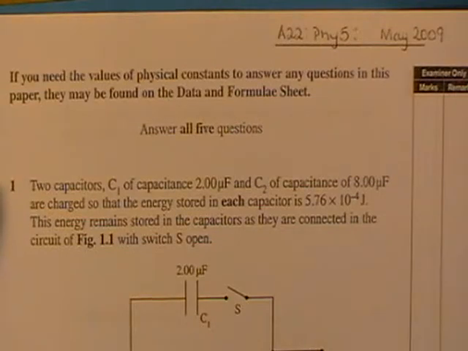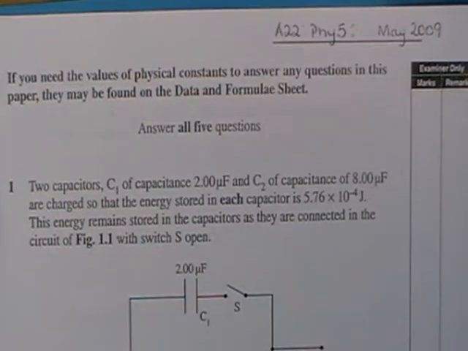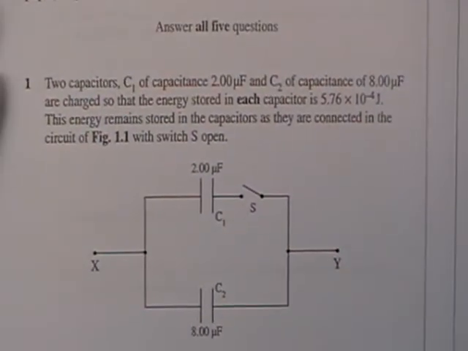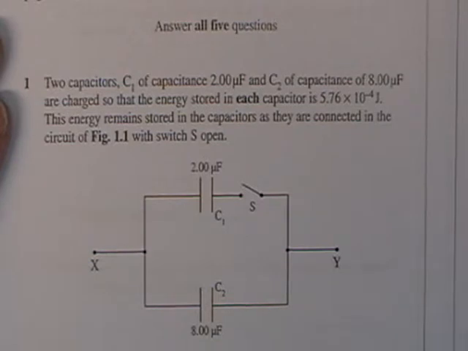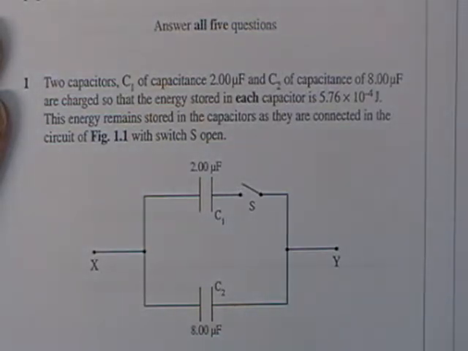This is the last question, and it's a question from May 2009, A2 physics 5. Question 1. Two capacitors, C1 of capacitance 2 microfarads and C2 of capacitance 8 microfarads, are charged so that the energy stored in each capacitor is 5.76 by 10 to the minus 4 joules. This energy remains stored in the capacitors as they are connected in the circuit of figure 1.1 with the switch S open. Calculate the potential difference across each of the capacitors, and remember the switch is open at this stage.